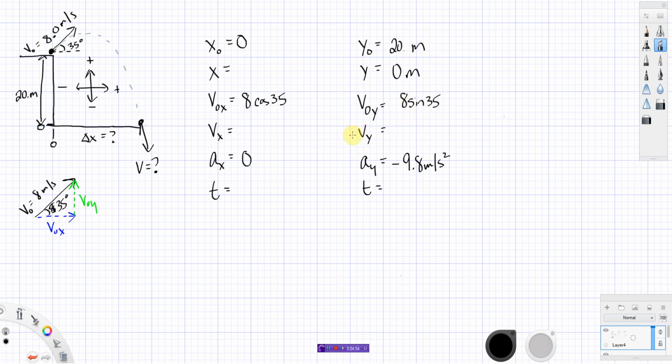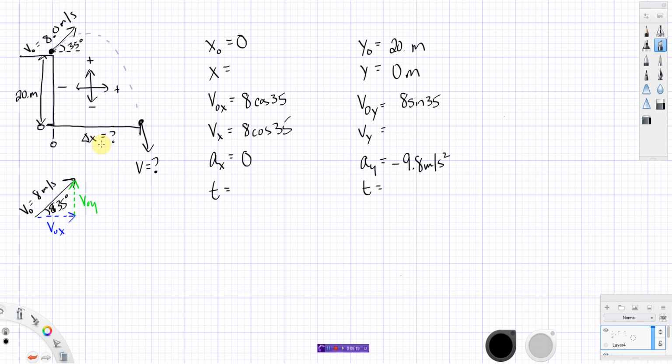But that's something also you need to check every time. Okay. Other things I know: if AX is 0, then VX doesn't change. So this is also 8 cosine 35. All right, that is, just let me check. Yep, that is everything I know.